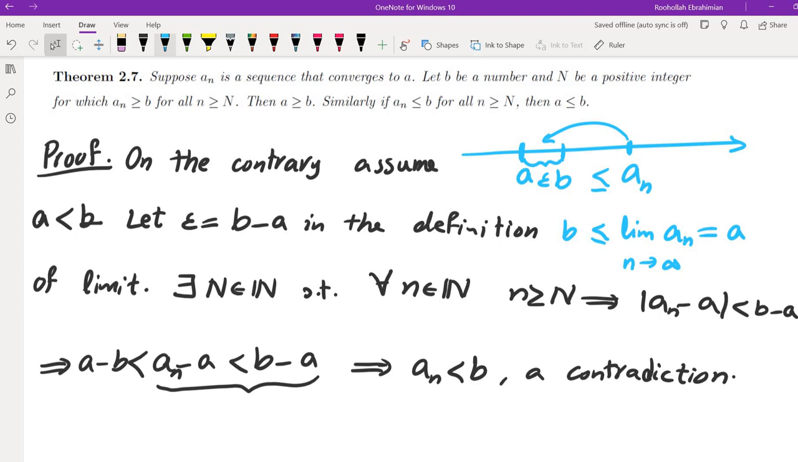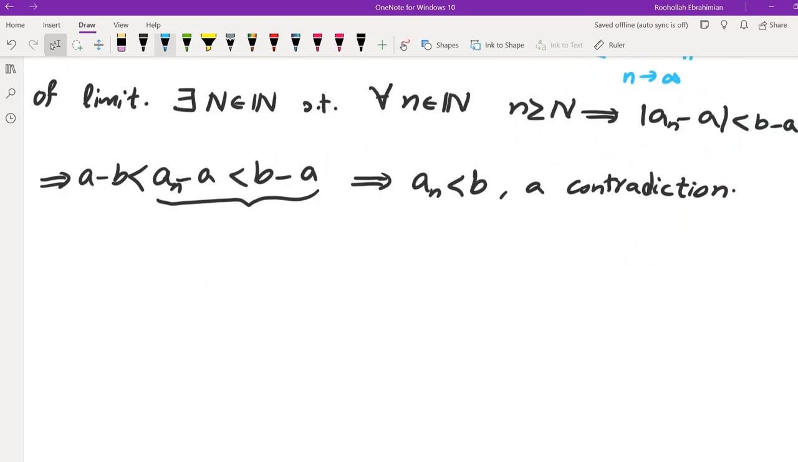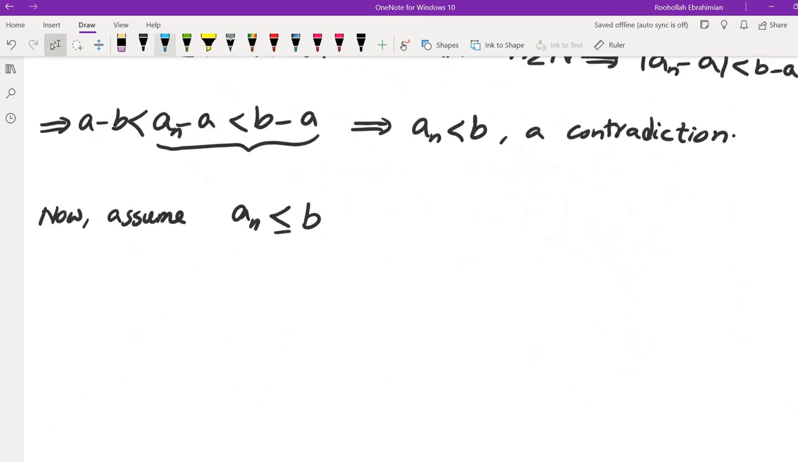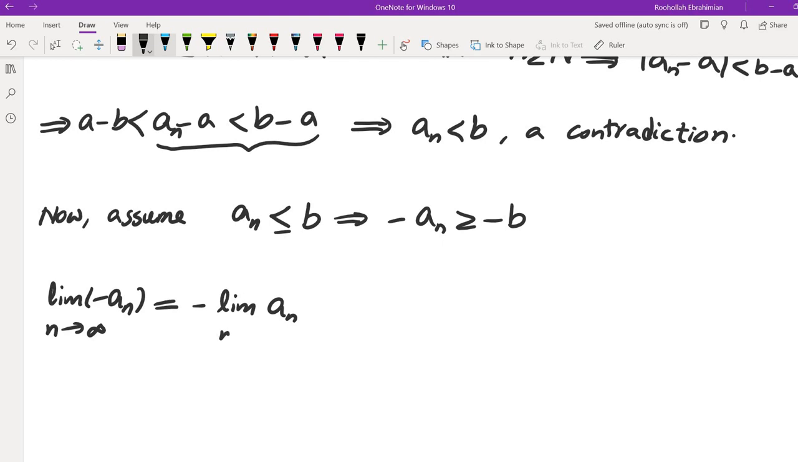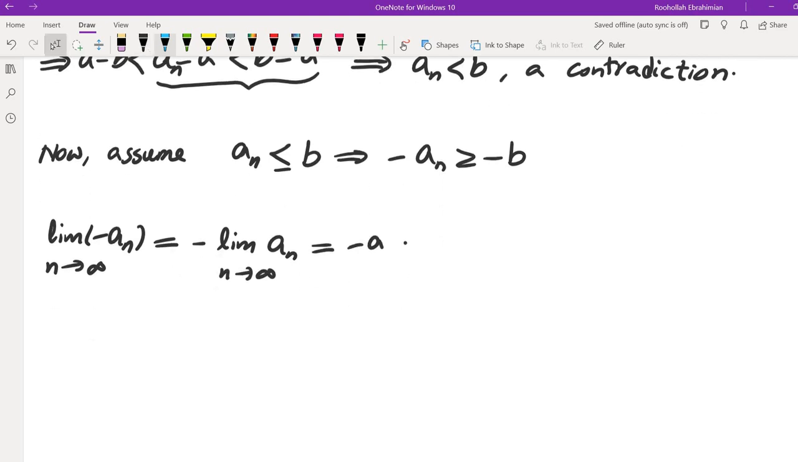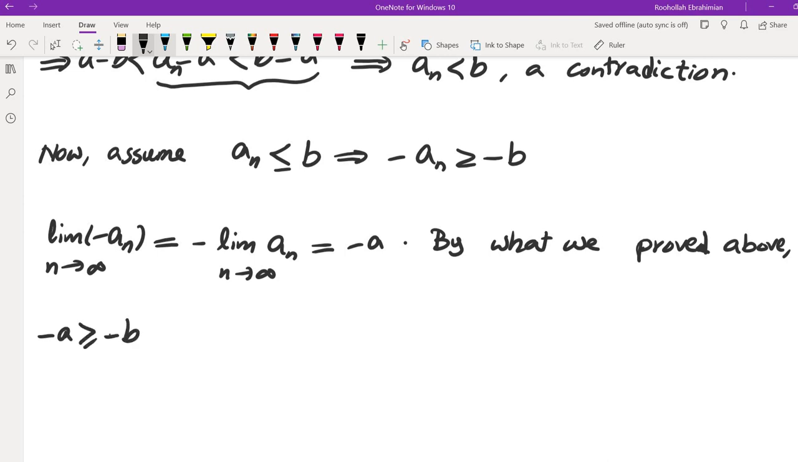The second part tells us that if a_n is less than or equal to b, then the limit is less than or equal to b. So how do we prove the second part? Now assume that a_n is less than or equal to b. Then this tells us that minus a_n is greater than or equal to minus b, just by simply multiplying both sides by a negative sign. Now, the limit of negative a_n is negative the limit of a_n as n approaches infinity, which is just negative a. So therefore, by what we already proved, negative a is greater than or equal to negative b, and that implies a is less than or equal to b, and this completes the proof.